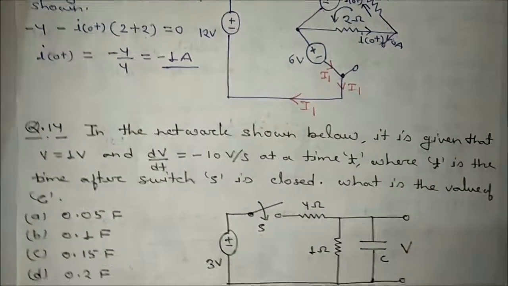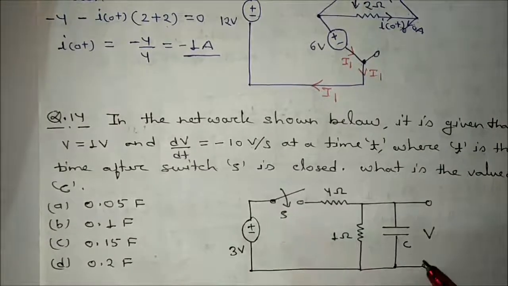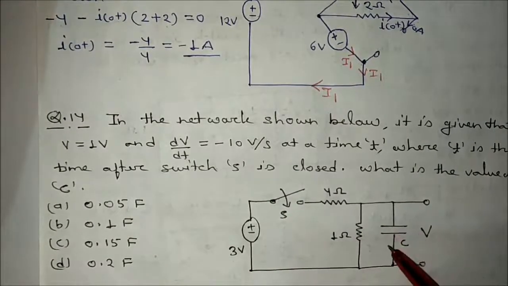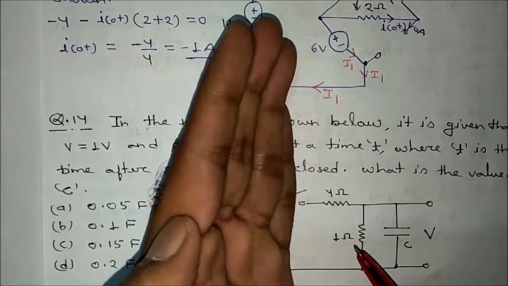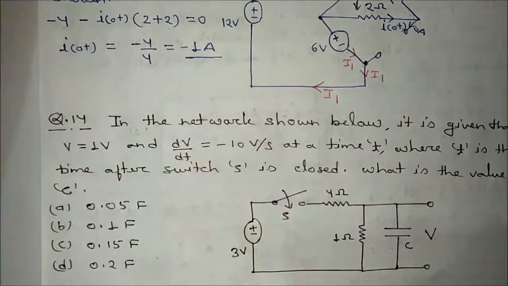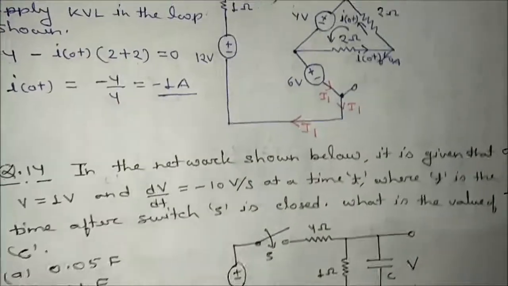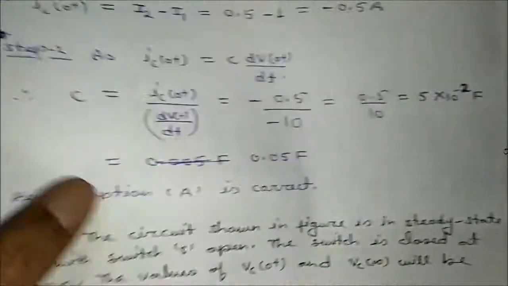At t is equal to 0 minus, the switch is open circuited. If the switch is open circuited, this will be open circuited, and the capacitor is also open circuited. What will happen? There will be no source in the network. If there is no source in the network, this voltage will become what? That is equal to 0. So VC(0-).